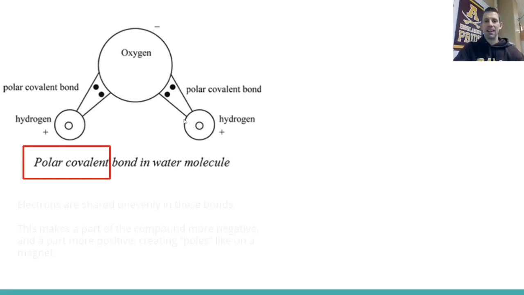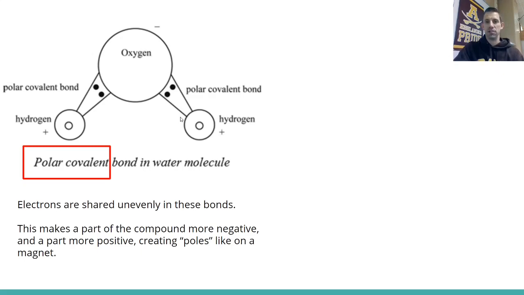So what we end up getting is this separation of charges, where you have a negative charge on one end and a positive charge on the other, kind of like that of a magnet, where you have the separation of the two ends, the north pole of the magnet and the south pole of the magnet. What that creates is what we call poles. The ends of magnets are called poles. And so the ends of these chemical compounds also have poles, hence the term polar covalent bond. There's a negative pole and a positive pole.